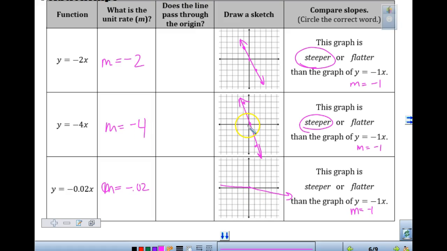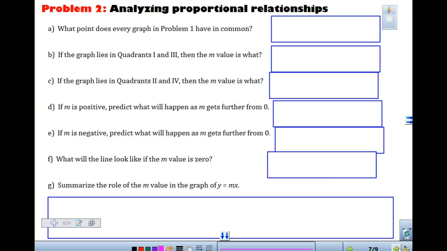This slope tells me as I move over 1 unit, I went down 4 units, right? This one tells me as I go over 1 unit, I went down 2. This one tells me I'm only going down 0.02. I'm hardly going down at all, so it's almost like a horizontal line. So please turn to that next page in your notes.